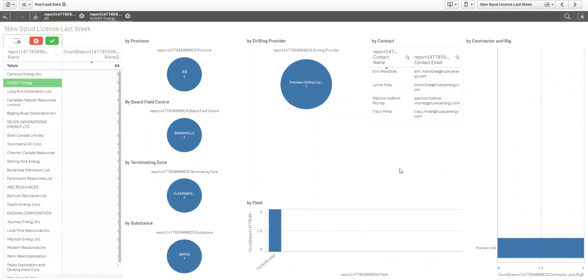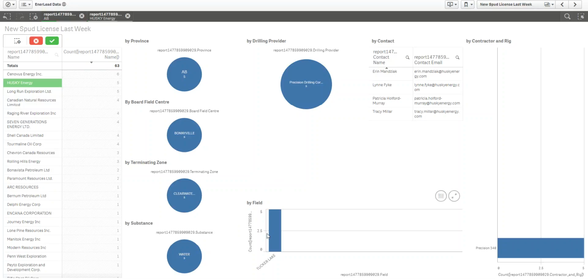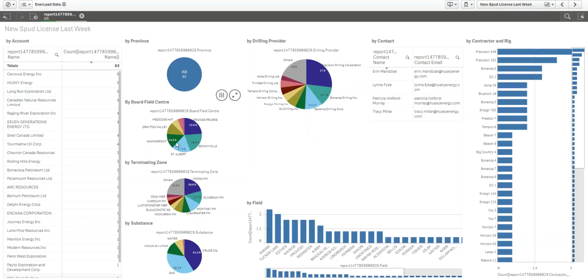And then what I see from Husky is Precision Drilling Rig 340 in the Bonnyville area has been drilling a lot of water wells for them. Specifically Tucker Lake is the operation. So if I'm up in that area and I'm selling tanks, services, water hauling, and so forth, this might be an excellent prospect for me to go in and talk to.